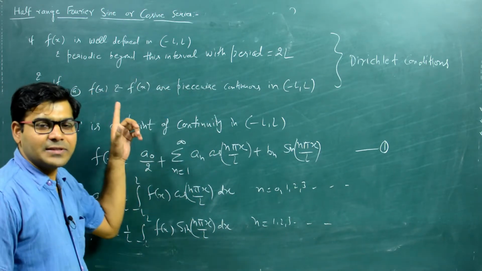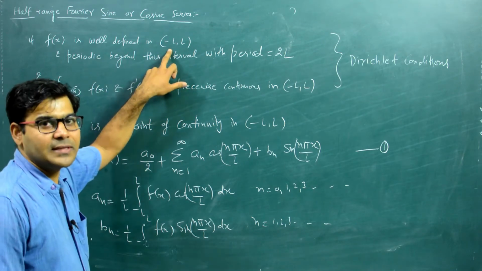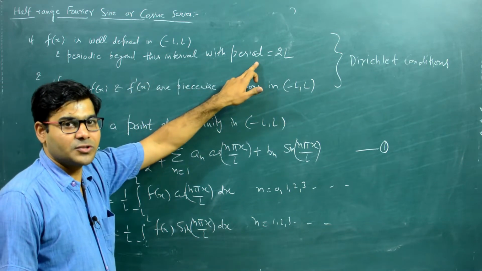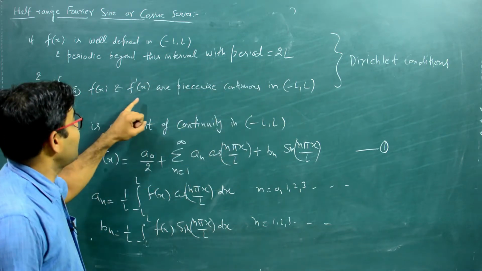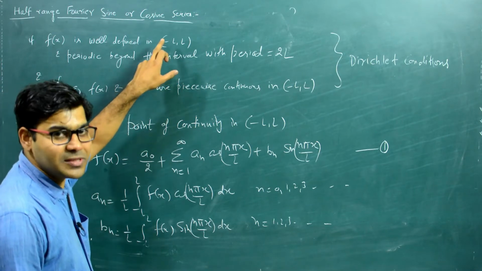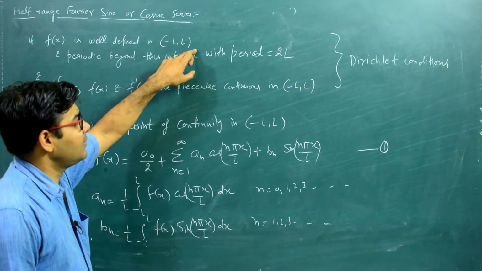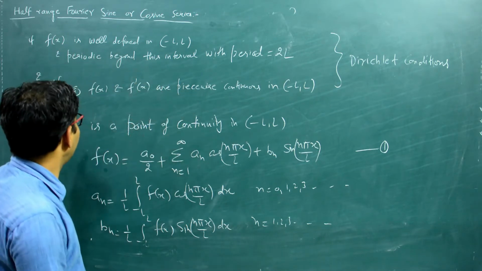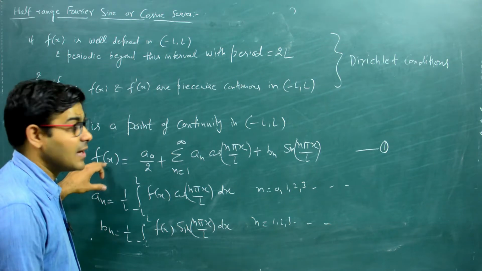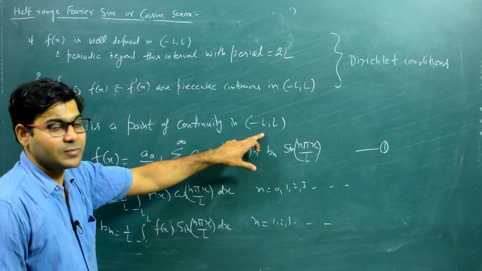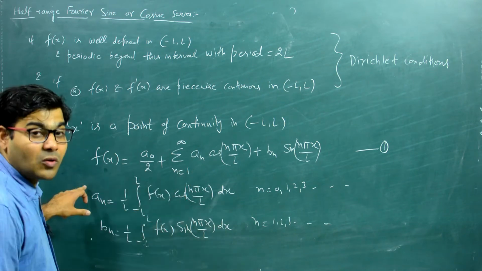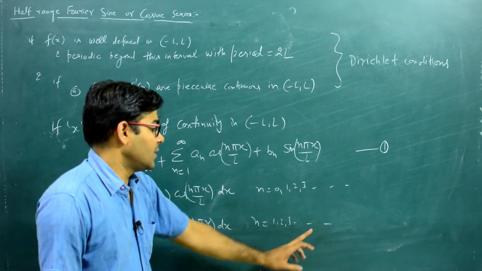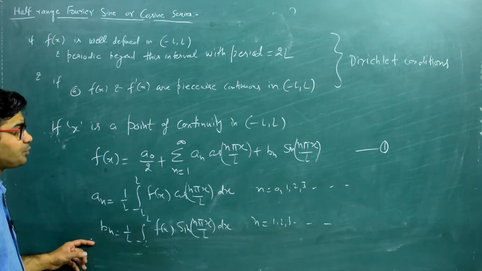If a given function f(x) is well defined in a certain interval called -L to L, and it's periodic beyond this interval with the period 2L, and f(x) and f'(x) both are at least piecewise continuous in the interval -L to L, if these conditions are satisfied, then we can write down a Fourier series expansion of function f(x), if x is a point of continuity in the interval -L to L, as this, where a_n and b_n are called Fourier coefficients, where n is equal to 0, 1, 2, 3 for a_n and 1, 2, 3 for b_n.